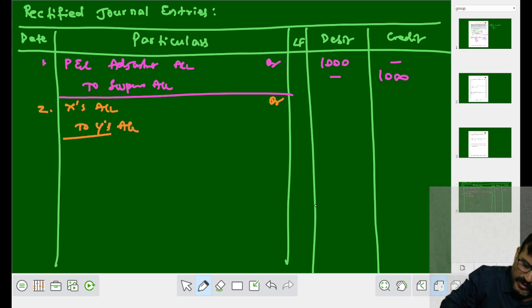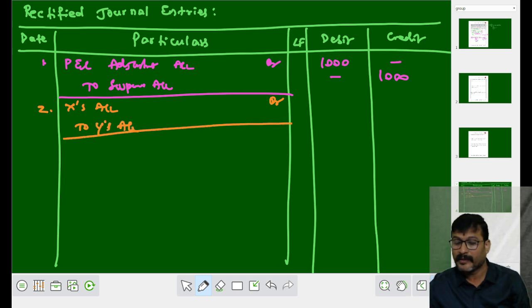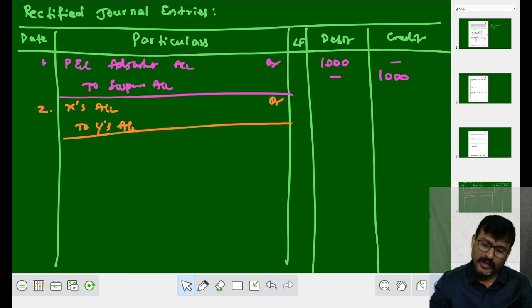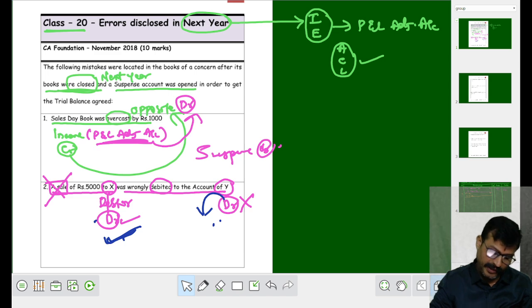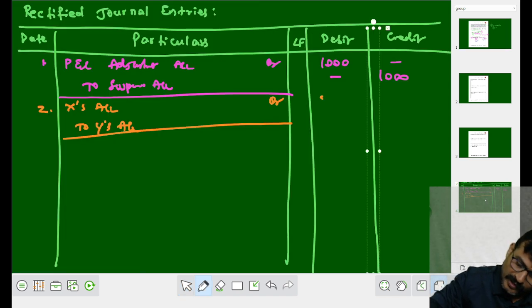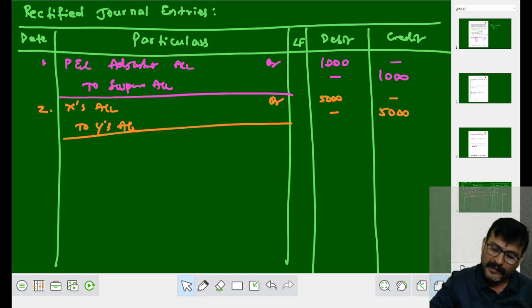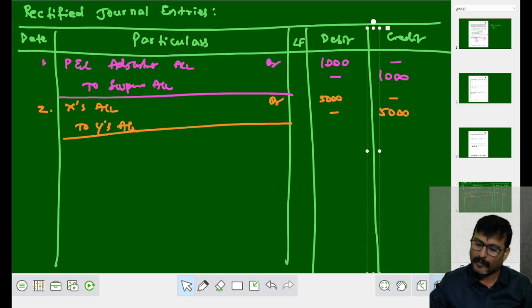Sir, why are you not using P&L suspense account? Because, my dear students, it is a debtor. Debtor does not come under the P&L suspense account. P&L suspense account is to be used only in case of incomes and expenses, but not in case of assets and liabilities. See what happened in the next point of your problem.